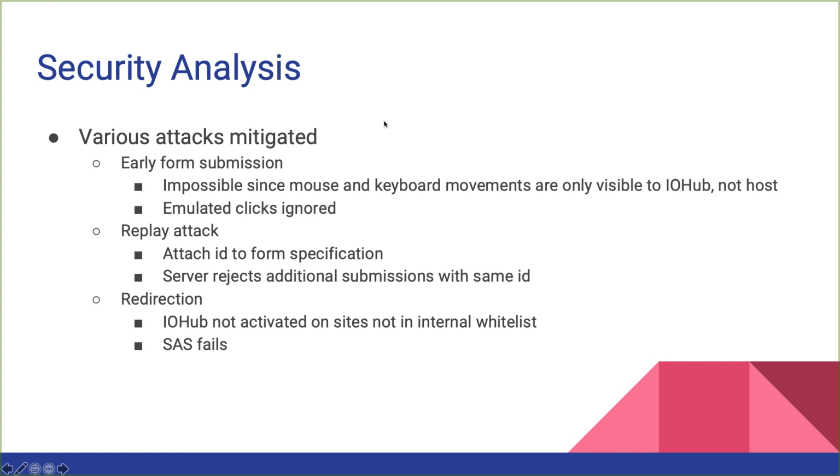Okay, so let's talk about various attacks that are mitigated by protection. One of them is early form submission. With protection, that is impossible because IOHub intercepts the mouse and keyboard movements, so the attacker cannot see any of that. And if the attacker tries to click submit, nothing happens because IOHub doesn't see it happen.